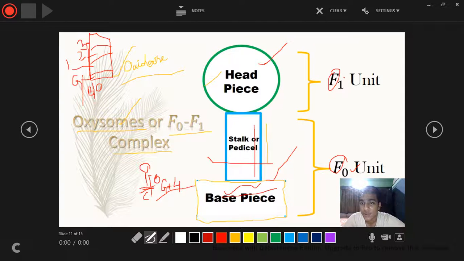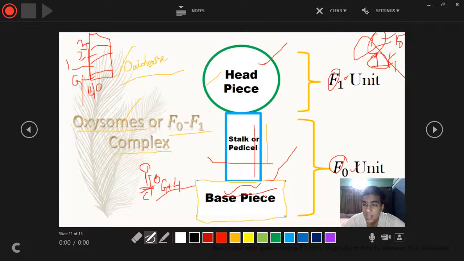Why is this F0? Why is this F1? People can think that this looks like a zero, that means it is F0, and this looks like a one. See, total one digit only we can see here, so it is F1. That is the most common mistake, but this is not correct. This is not correct. Why?